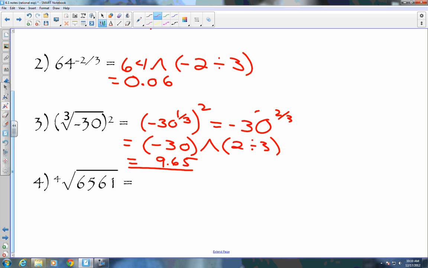Okay, last one. What am I going to put in my calculator for this one? 6561 raised to what power? Probably the 1/4. If you do 1 divided by 4, you could type it in as 0.25. That's fine. What do you get? 9. Okay, questions? How to make that work?